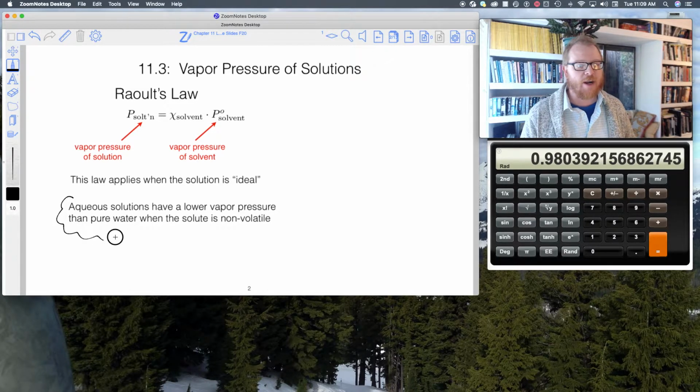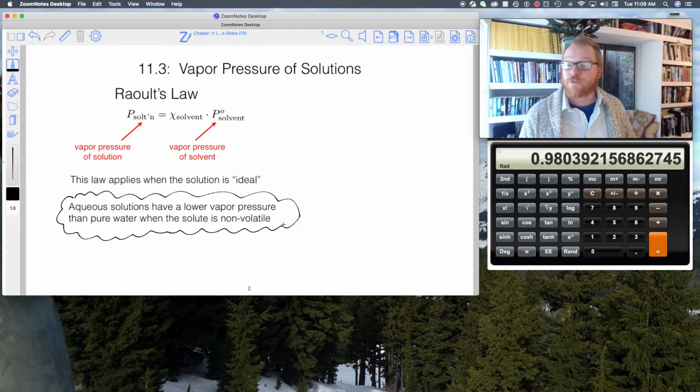And that's what this says right here. Aqueous solutions always have a lower vapor pressure than pure water when the solute is non-volatile. So what does non-volatile mean? It means it has no vapor pressure.